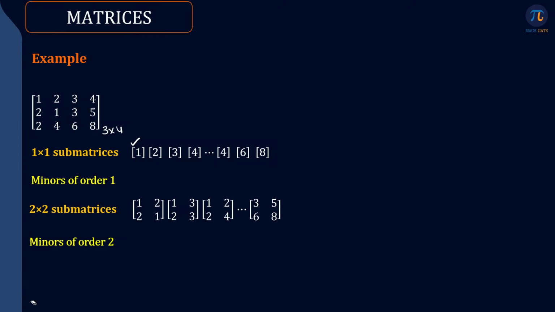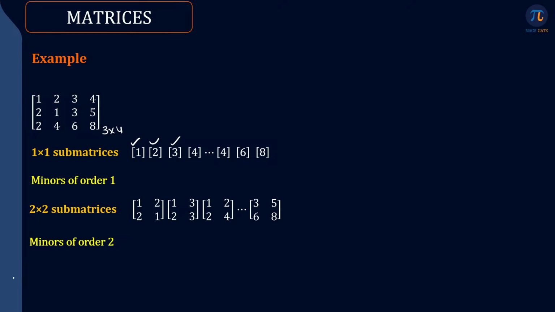Now how can I get the next one, sir? If I remove these 2 rows and these 3 columns, I get this submatrix. This is the one. Similarly, the remaining submatrices you can get. For example, if you want to get it, you have to remove these 2 rows and these 3 columns. Like that you can get it. So there are so many one by one submatrices I can get.